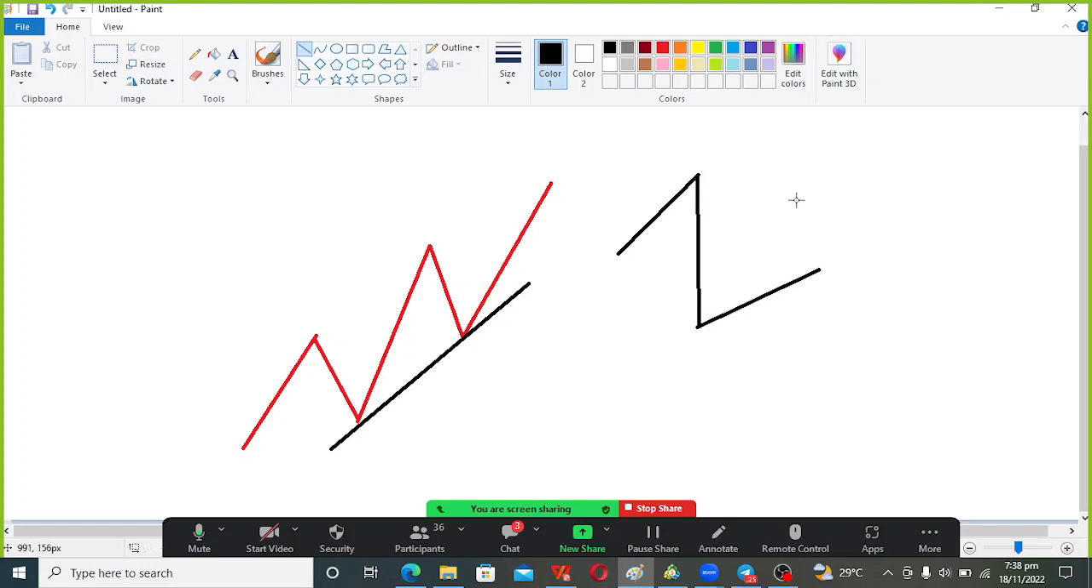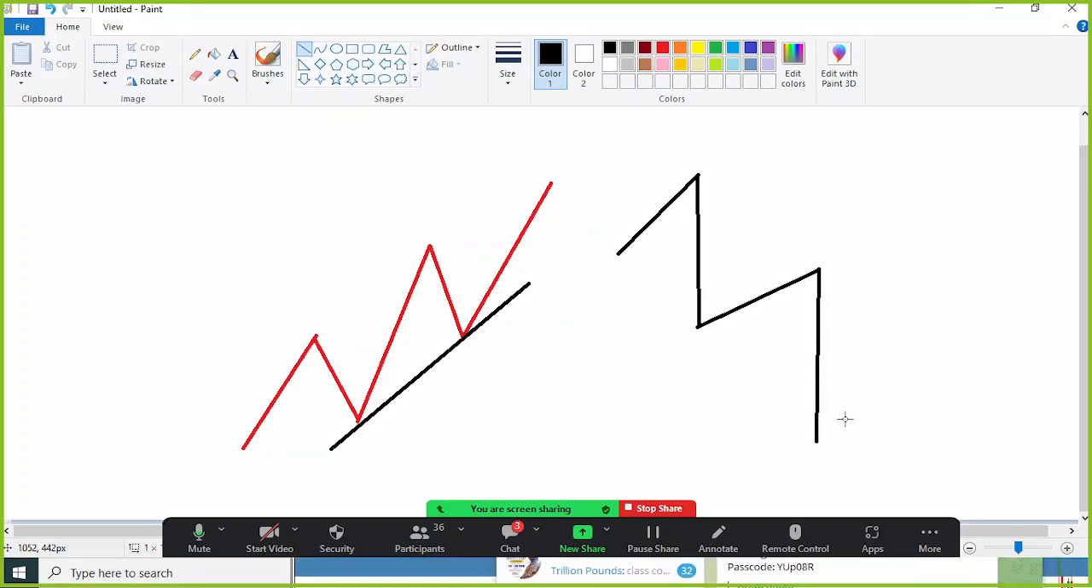And then the other one is the downtrend, where markets create lower lows and then lower highs. That's where we have a downtrend.